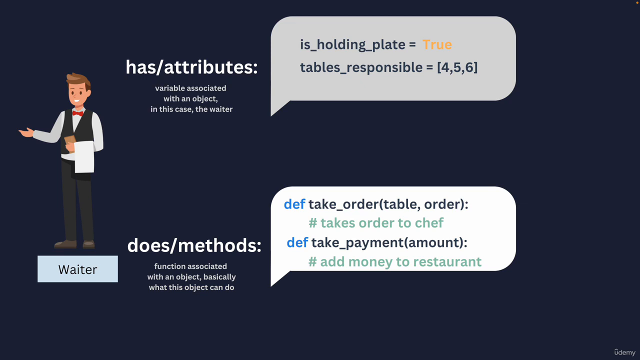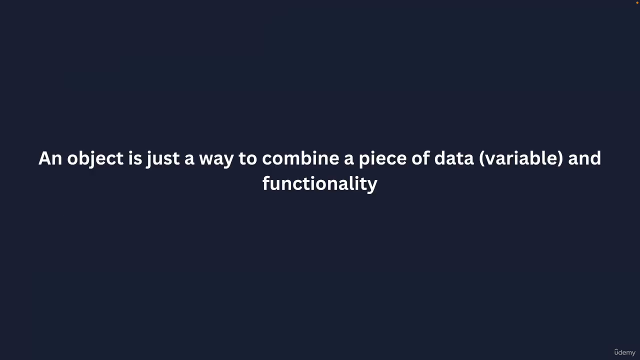Another thing you want to remember is that an object is just a way to combine a piece of data and functionality, all right? And that way we can create modular programs. When you talk about object-oriented programming, that's really what it is. You combine a piece of data and functionality, and you create a piece of software that can be used in different places, all right?